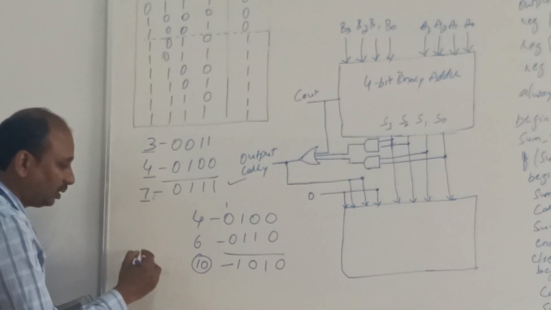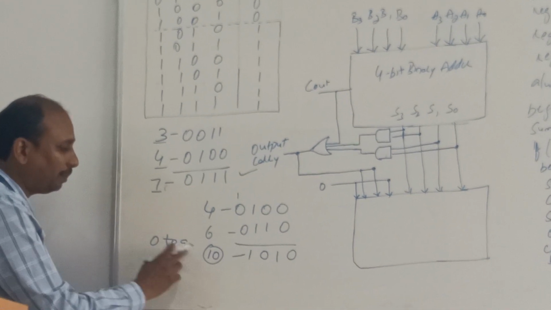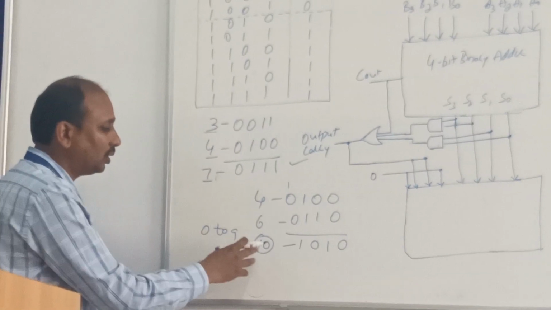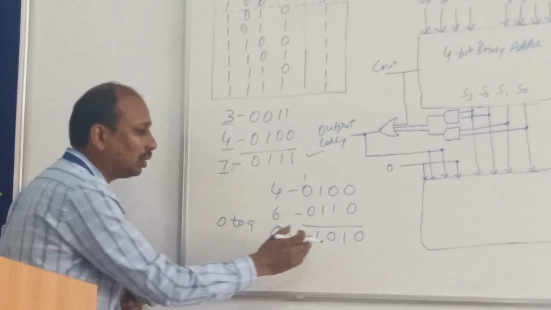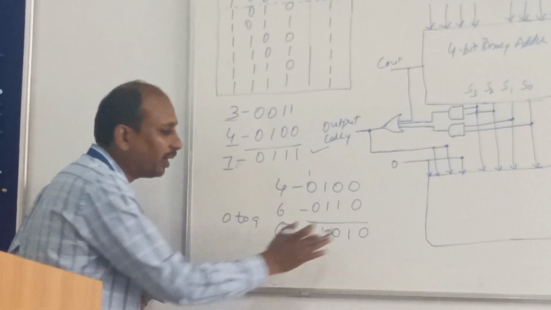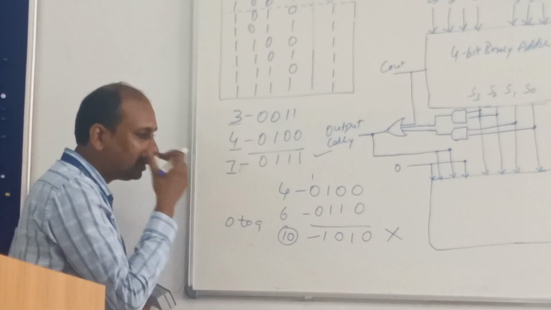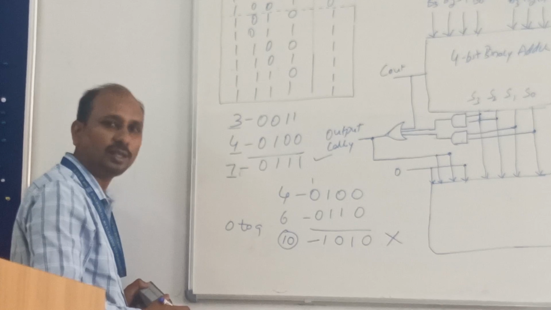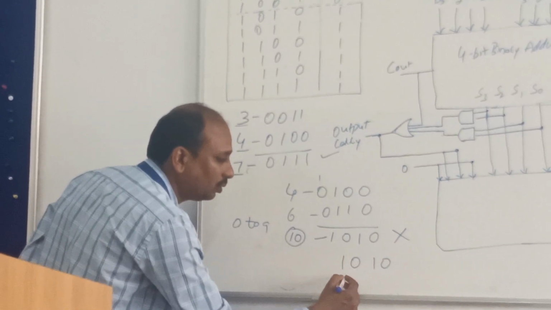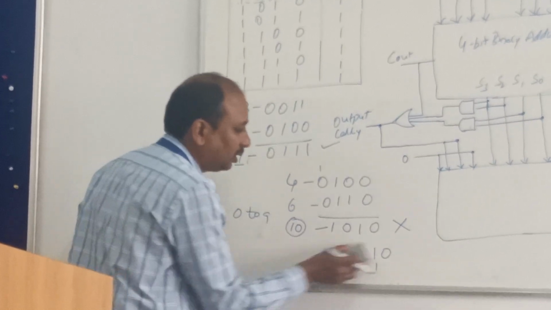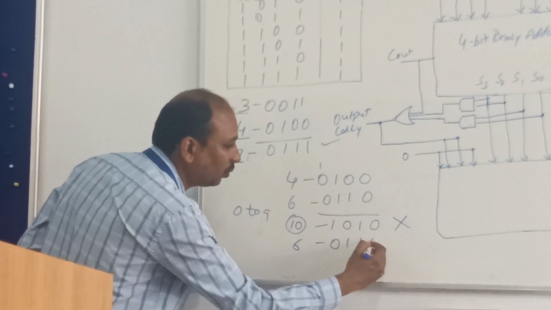So will this 10 come within the range 0 to 9? No, it won't. It is outside this range. Since my result is exceeding this range, this is not my final sum. This is not my actual sum. The sum is not correct. To make this a correct sum, what I should do is add the number 6 to this 1010, which is 0110.